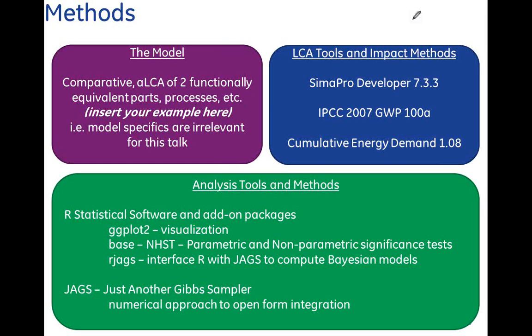So how did I go about the analysis itself? I used the R statistical software. It's my comfort zone, so that's why I used it. With ggplot for visualization, the base packages for the standard frequentist tests, and RJAGS, which is a sampler that makes the numeric integration possible for Bayesian methods. Again, I'll go into more of these tools a little bit later.